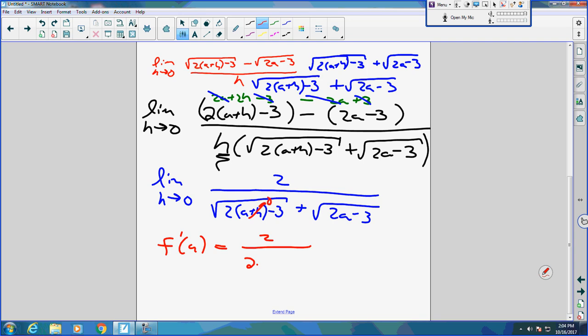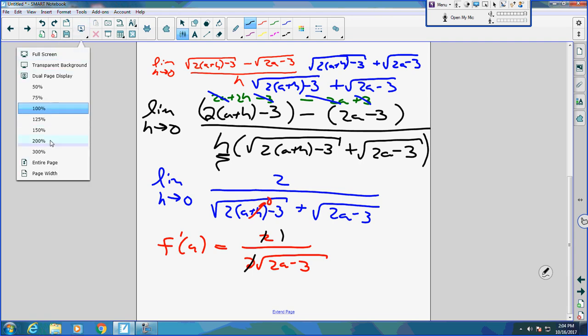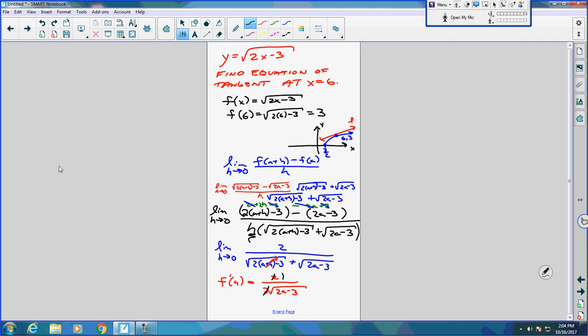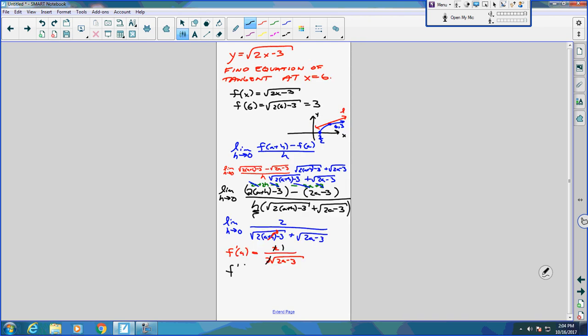And I'm going to write it this way. But what do you notice about the 2's? They cancel. And we kind of forget all of a sudden, why did we do all this work even? We wanted the slope where? It was at 6? I gotta go entire screen to remember what we were doing. Yeah, I want f prime of 6. So f prime of 6 is 1 over the square root of 2 times 6 minus 3.